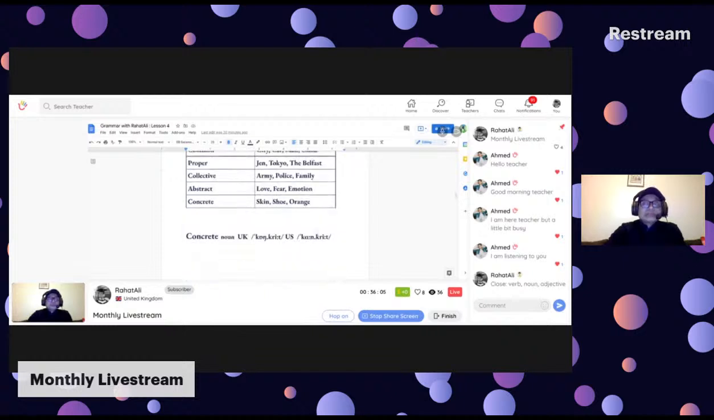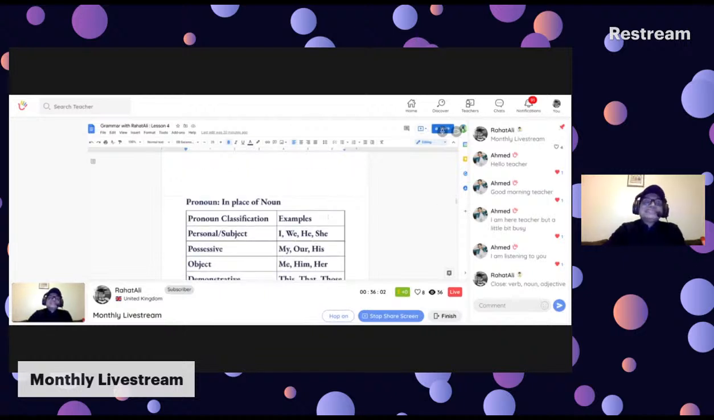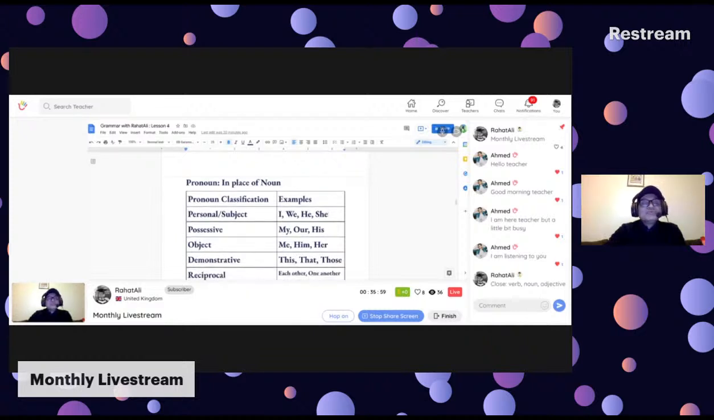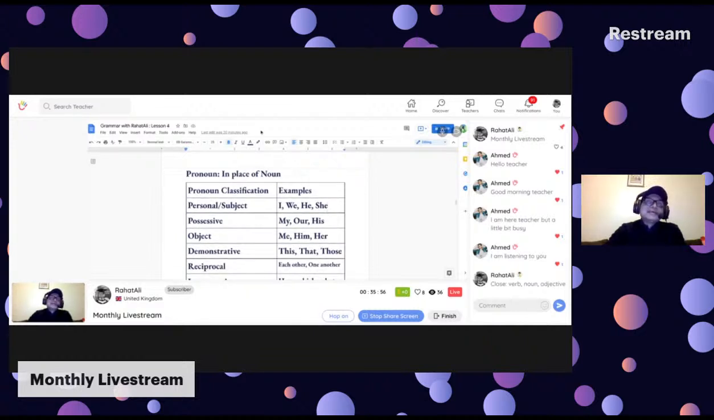So yes, now pronoun. You can see from the name, pronoun. In the English language, pro is a prefix which we use in words like probiotic, pronoun. Okay, this prefix means that something is used in place of that word. Pronouns are those words which are used in place of a noun. So that is very simple and easy.